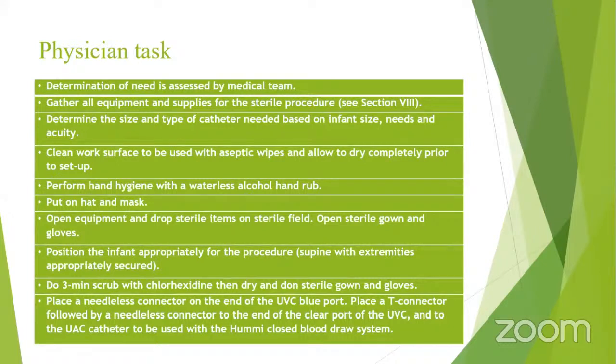Perform hand hygiene with a waterless alcohol hand rub. Put on hat and mask. Open equipment and drop sterile items on the sterile field. Open sterile gown and gloves. Position the infant appropriately for the procedure, supine with extremities appropriately secured. Do a 3 minute scrub with chlorhexidine, then dry and put on sterile gown and gloves.